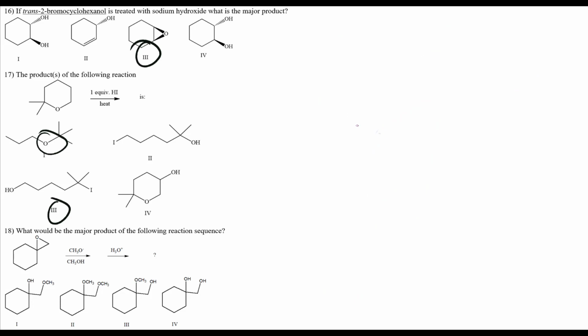Number 18. What would be the major product for the following reaction sequence? So we have a cyclohexane, and we have an epoxide, which is pretty cool. But then we're going to be treating it with a base. How do I know it's a base? Well, I see the negative sign. So CH3O negative. A negative sign just means that it's a base.